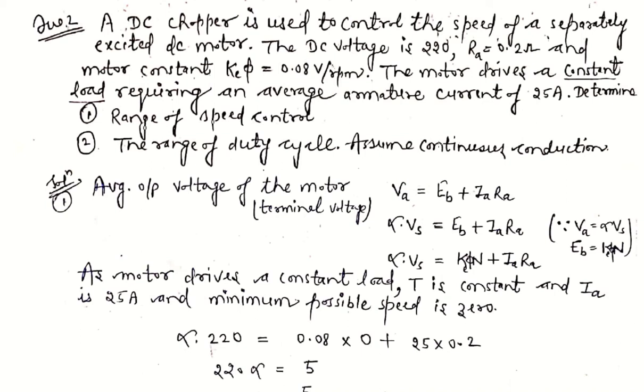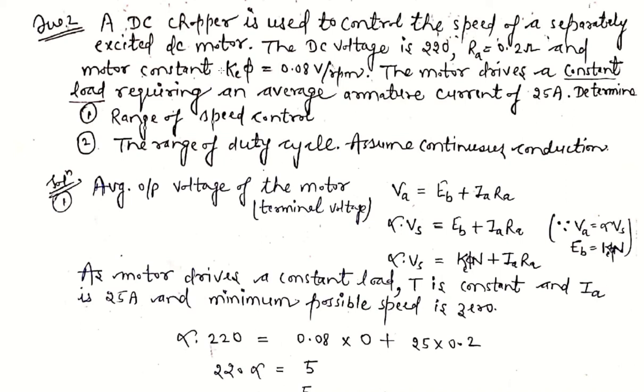Continuous conduction because we assume large inductance. So it is a continuous conduction. First part: the average output voltage of the motor. How do we calculate the average output voltage, or terminal voltage, of the motor? The terminal voltage is Va equals Eb plus Ia Ra, because we know in a DC motor Eb, the back EMF, equals V minus Ia Ra. So we can calculate the motor terminal voltage as Va equals Eb plus Ia Ra.